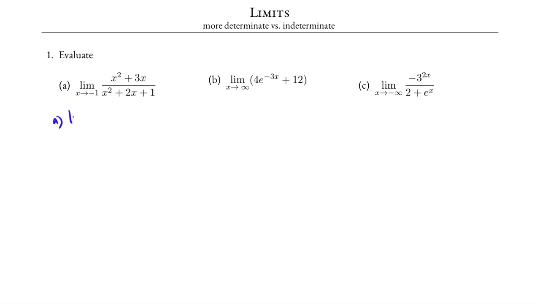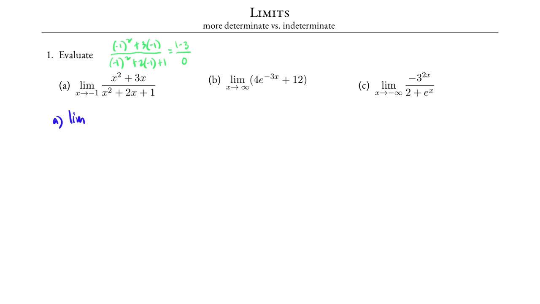For part A, the limit as x goes to -1 of (x squared plus 3x) over (x squared plus 2x plus 1). Since this is a rational function, we first attempt to plug in the number -1 to see what happens. The numerator is (-1) squared plus 3 times -1, over (-1) squared plus 2 times -1 plus 1, which is 1 minus 3 over 1 minus 2 plus 1, or 0. This is -2 over 0, which is undefined.